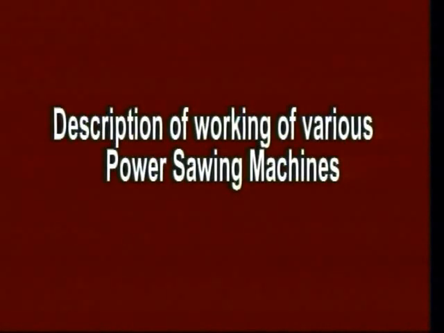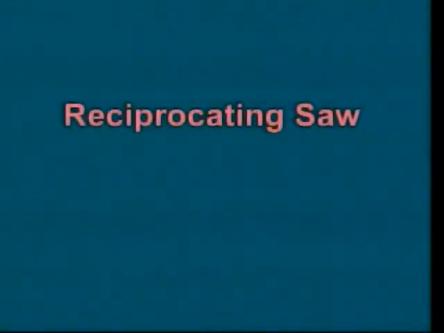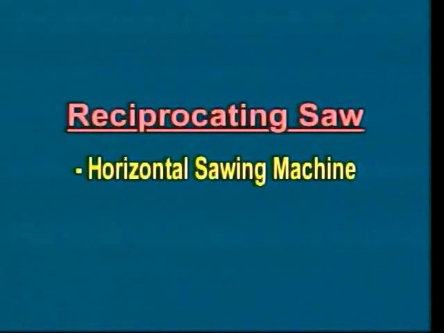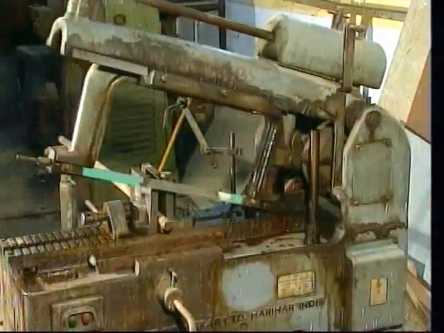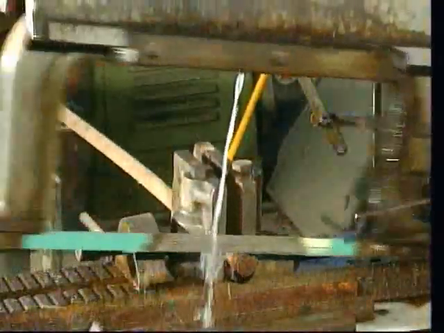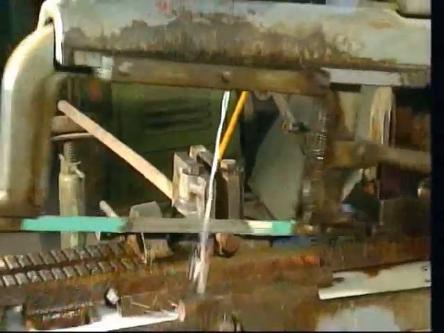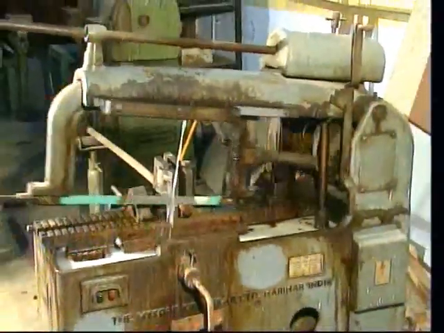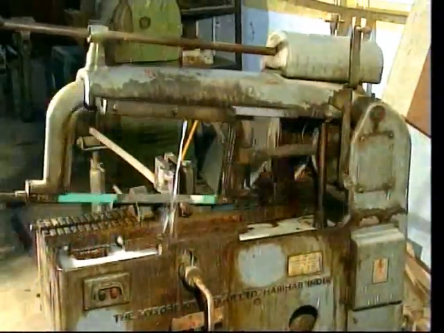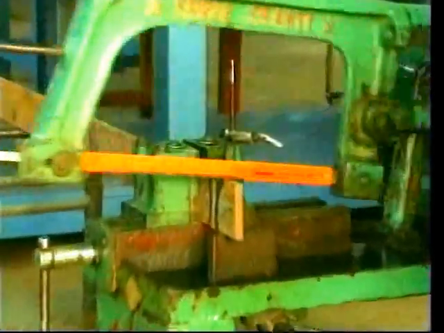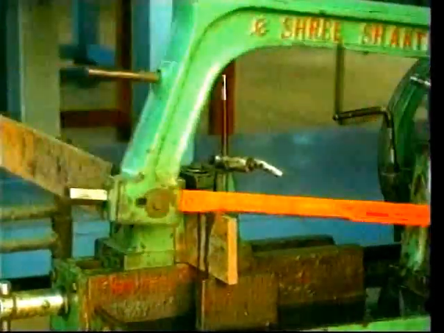Now we will discuss the working principle of various power sawing machines one by one. First one of the reciprocating saws is the horizontal sawing machine, that is the power sawing machine. The power hacksaw is a comparatively simple machine. It is also called a horizontal sawing machine. In this machine, the blade reciprocates in a horizontal direction.